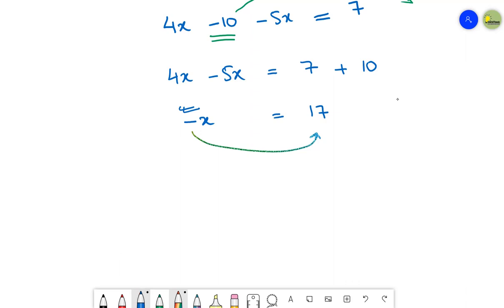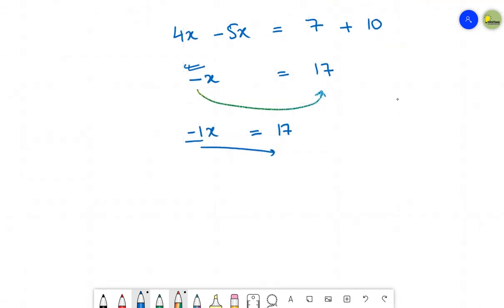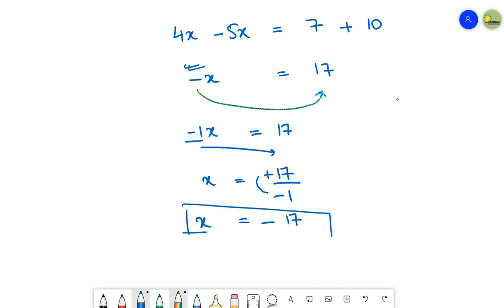How? Let's assume that x has a coefficient 1. Whenever there is no coefficient with the variable, it is 1. And we know that in order to remove the coefficient, we need to shift it to the denominator. So it will be x equals 17 upon minus 1. 17 has a plus sign and minus 1 has a minus sign, so we need to multiply the signs. Plus times minus becomes minus 17. There is no need to write 1 in the denominator. So the answer of x will be minus 17. This is going to be the answer.